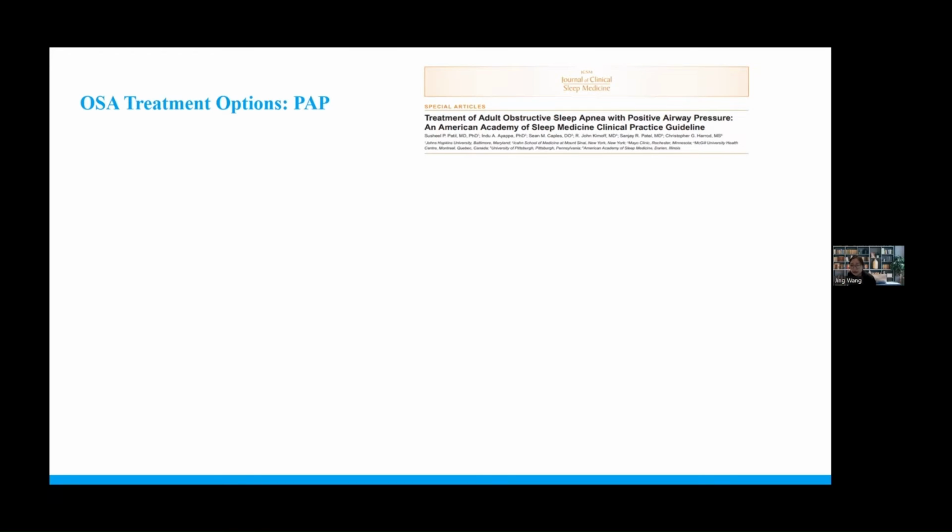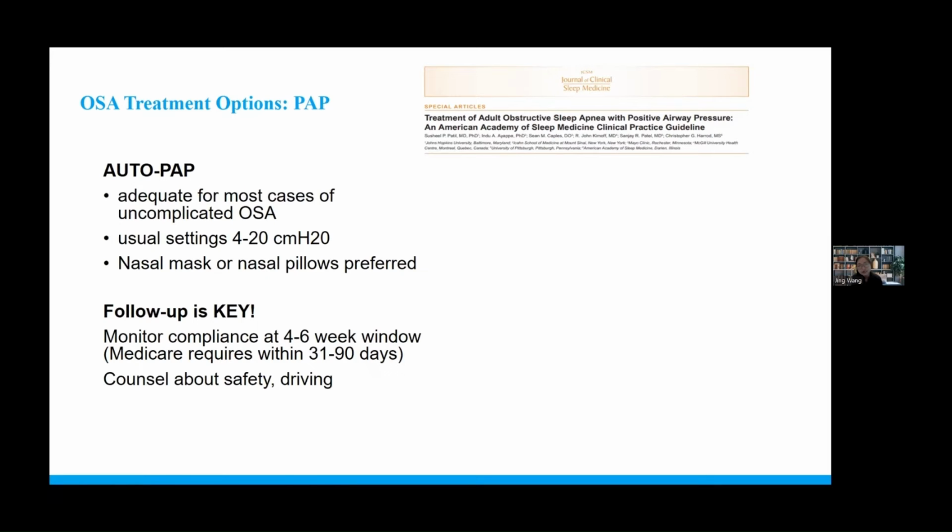I do want to highlight another ASM practice guideline. All of them kind of look the same, but this one specifically is on the treatment of OSA with positive airway pressure. It's actually a really helpful read. So if you guys have time, I would highly recommend looking through that if you haven't seen it already. But PAP is still considered first line, or one of the standard treatments for OSA.